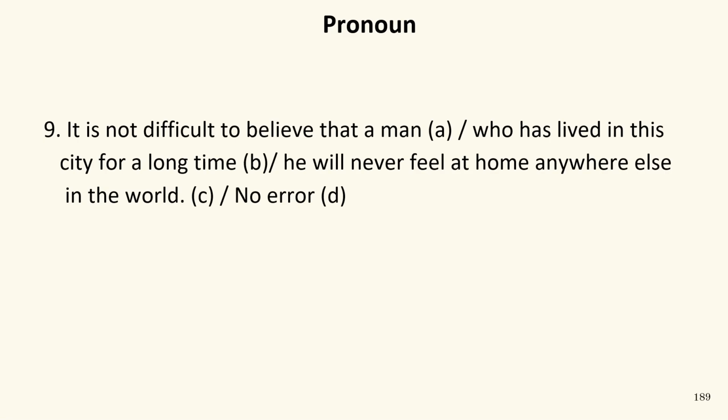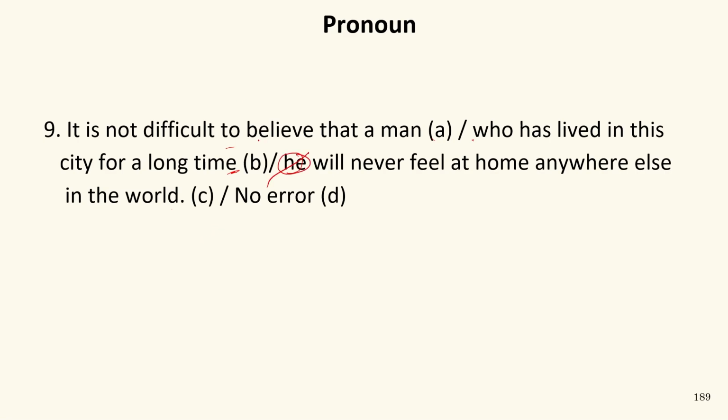It is not difficult to believe that a man who has lived in this city for a long time, he will never feel at home anywhere else in the world. Now, the sentence is in a continuous form, or you can say in a continuity. It is not difficult to believe that a man who has lived in this city for a long time. So we are talking about this man only. We do not require a separate sentence because the sentence is not ended till here. So he should be removed.